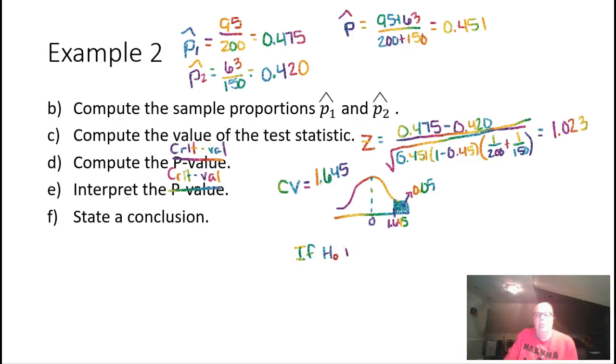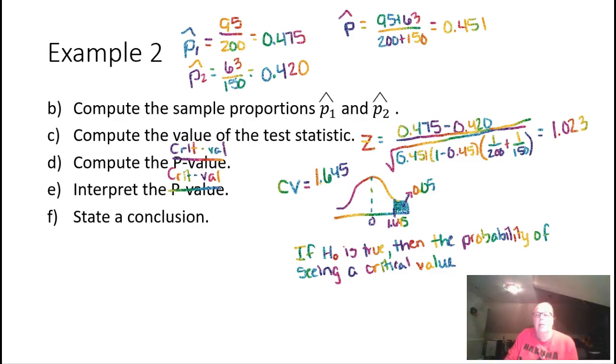If the null hypothesis is true, then the probability of seeing a test statistic of 1.023 is more than 0.05.